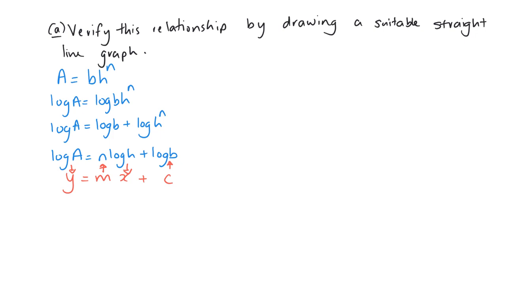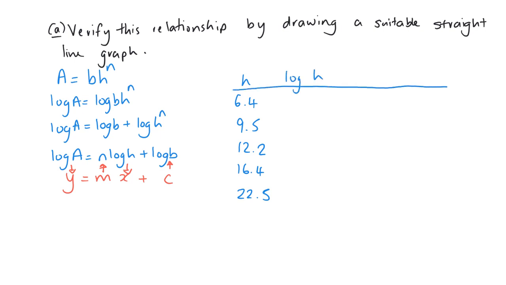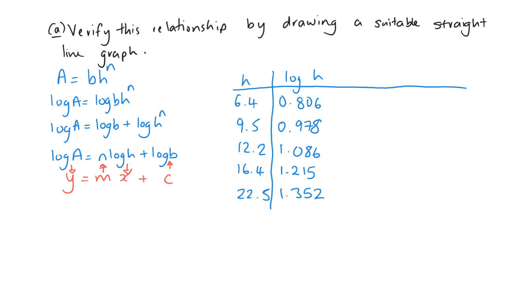So we have the values for h and a. So h was 6.4, 9.5, 12.2, 16.4, 22.5. So we need log h then. So again, we just put it into our calculator. Log 6.4 equals 0.806. Then log of 9.5, 0.978, and so on. And again, keep it to, say, 3 decimal places, unless the question tells you otherwise.